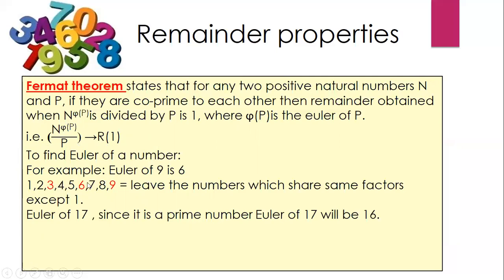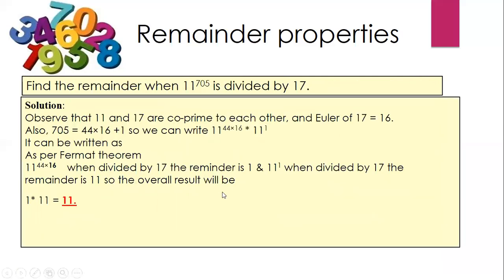Just write down the numbers from 1 to 9 and remove all the numbers which have the same factors as 9, except 1. So 3 has a factor of 9, 6 has a factor of 9, both share 3 as a common factor, and 9 has a common factor. So from these 9 numbers, if we remove these 3 numbers, we get 6 numbers. So that will be our Euler. So Euler of 17: 17 is a prime number, which means except 17, all the numbers will not have any common factor. So Euler of 17 will be 16. Okay, now we'll see an example so that it will be easy to understand.